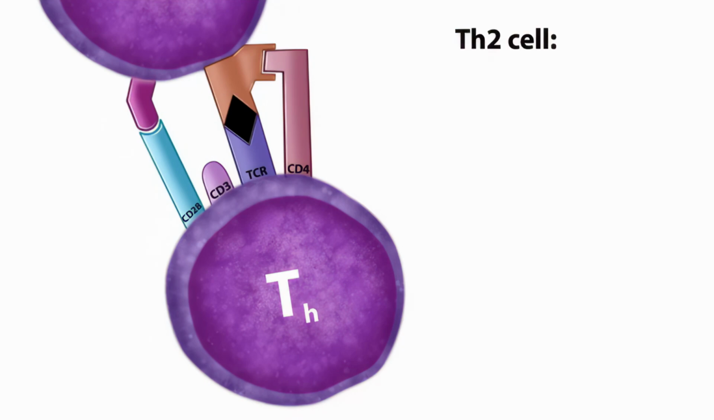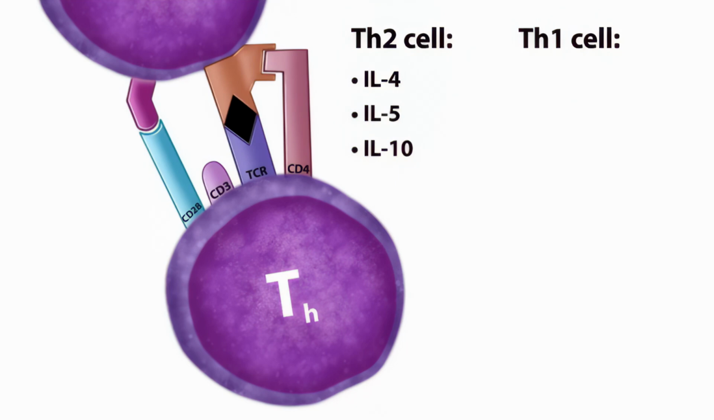If it's a Th2 cell, it's going to start producing IL-4, IL-5, and IL-10 to stimulate B cells and suppress the Th1 cells. Or, if it's a Th1 cell, then when it's activated, it will start producing interferon gamma and IL-2.